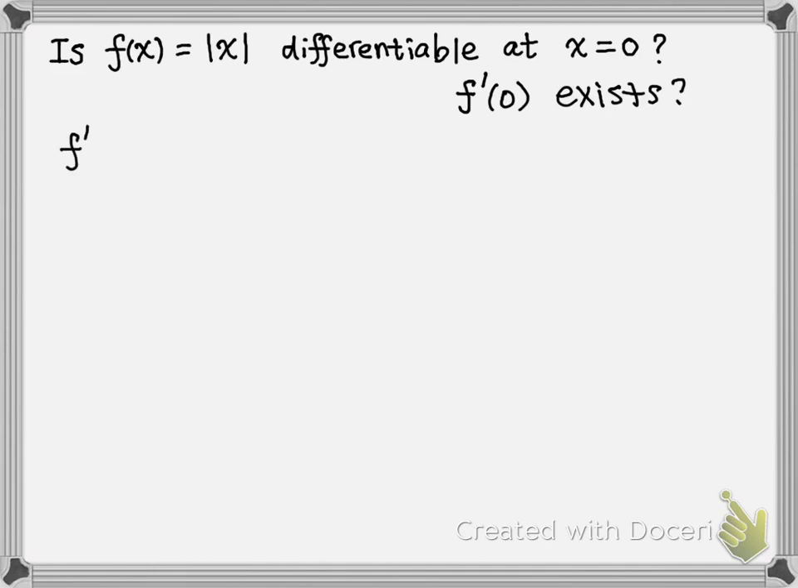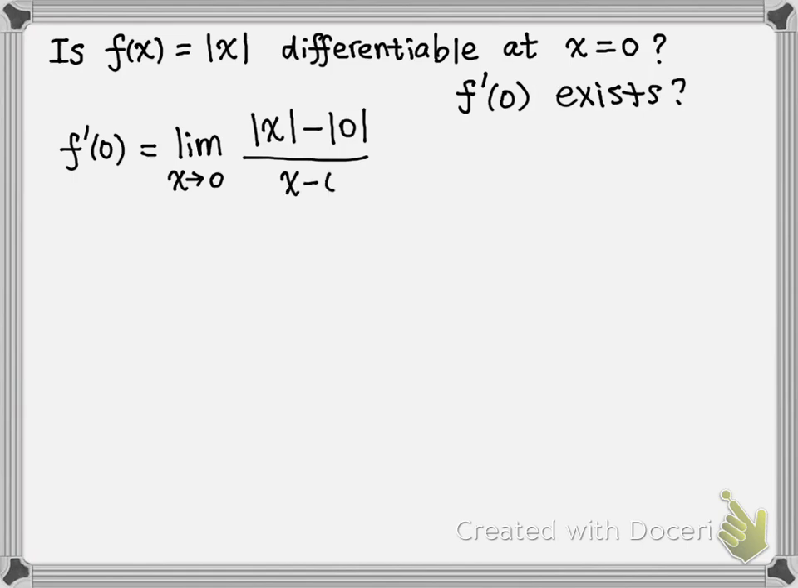Is f prime of 0, which equals the limit as x approaches 0 of f of x minus f of 0 divided by x minus 0, existing? Well, we take a look. The limit as x approaches 0 of absolute value of x divided by x, after we simplify, right? Because we get rid of the zeros.